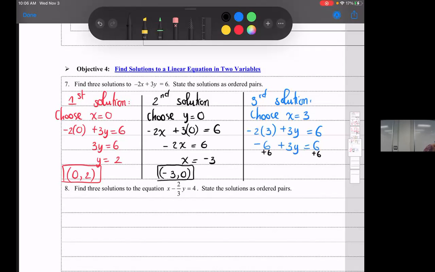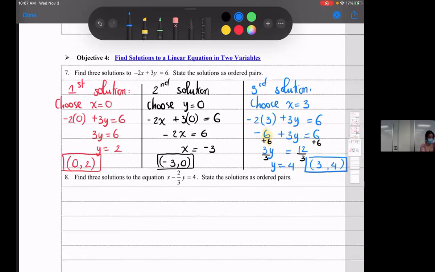Yeah, add 6. I don't have enough room, so I do that. Add 6. I have 3y equal 12. Divide by 3. Y equals 4. So if I write it as a point, it'll be 3 comma 4.